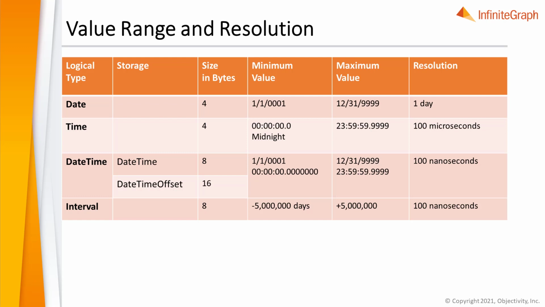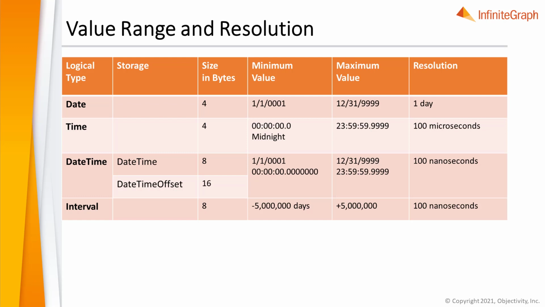For logical type time, it is also stored in 4 bytes in each object in the database. The minimum value is midnight, or 0 hours, 0 minutes, 0 seconds, and the maximum value is 23 hours, 59 minutes, and 59 seconds, and 9,999 milliseconds. The resolution for a time attribute is 100 microseconds.